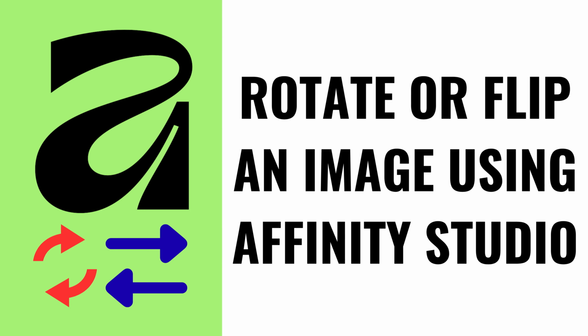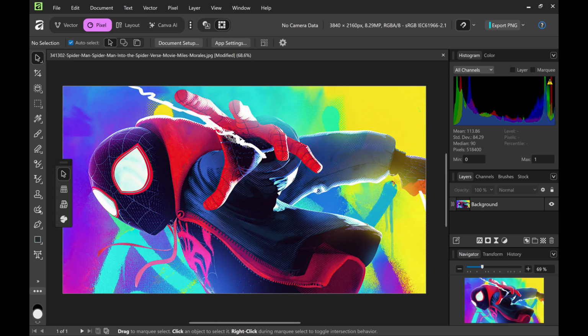I'm Max Dalton, and in this video, I'll show you how to rotate or flip both an image and the underlying canvas using Affinity Studio from Canva. Step 1. Open the image you want to either rotate or flip in the Affinity Studio application on your computer.